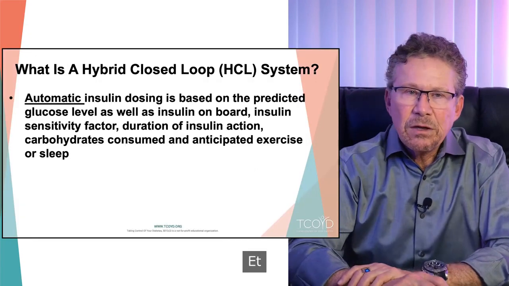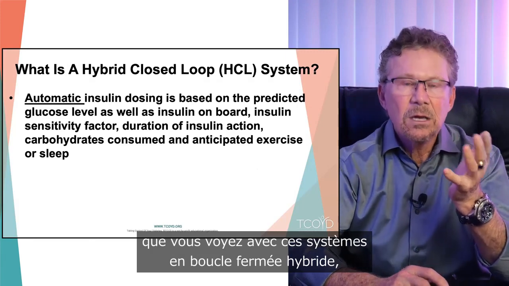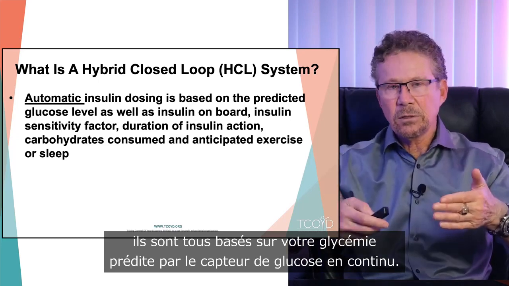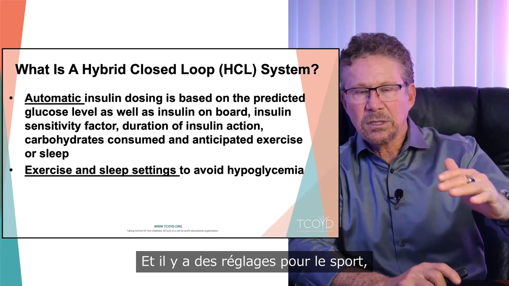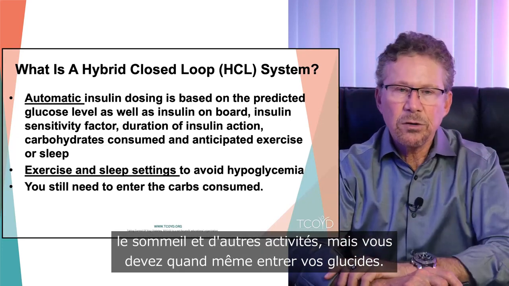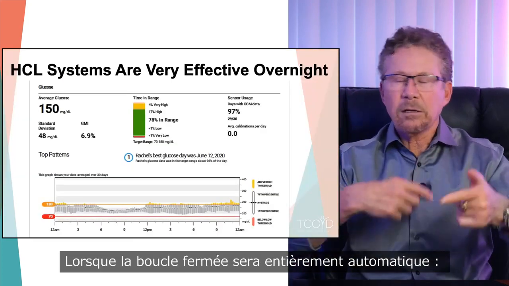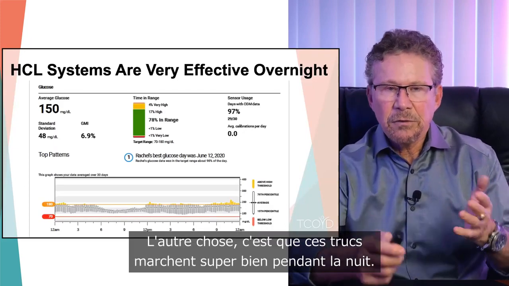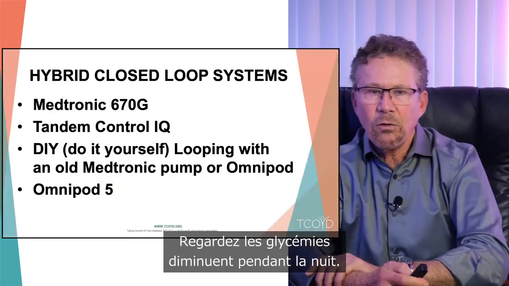And this automatic insulin delivery that you see with these hybrid closed loop systems, they're all based on your predicted blood sugar from the continuous glucose monitor. It's amazing. And there are settings for exercise, sleep, and other activities. And you still have to put in your carbs. That's why it's called a hybrid closed loop system. Fully automatic closed loop will be you don't have to enter anything. The other thing is these things work awesome overnight. Look at the blood sugars that come down overnight.